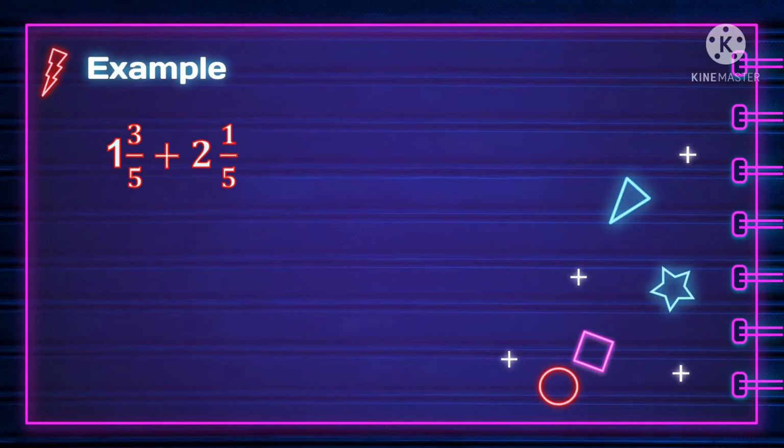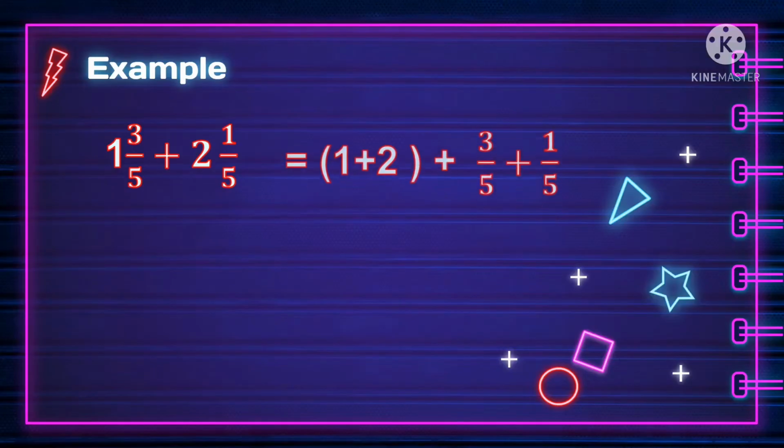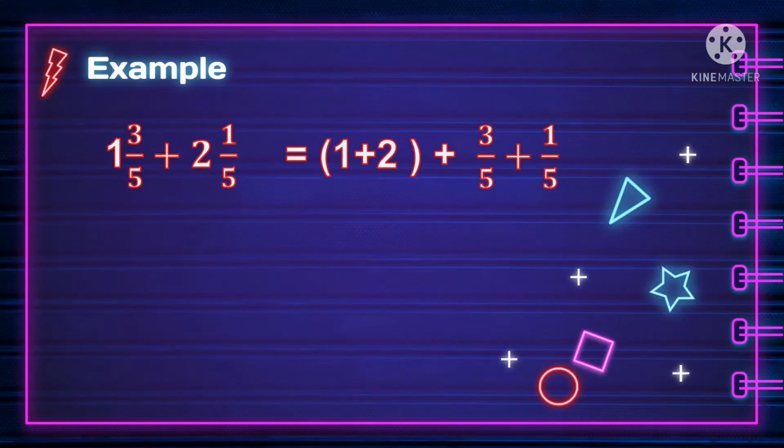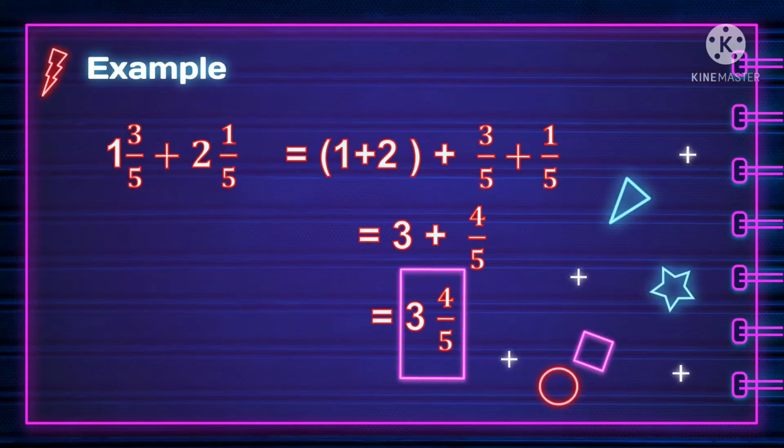So for example, we have 1 3/5 plus 2 1/5. So we have to add first the whole part, yung buo dyan, yung 1 and 2, yung whole number. So we have 1 plus 2, then i-add natin yung fractional part, so 3/5 plus 1/5. Since they are similar fractions naman, we can now proceed on the rule. So 1 plus 2 is 3, then 3 plus 1 is 4, and copy the same denominator. So 3 plus 4/5, so the answer is 3 and 4/5. So that is how we add similar mixed fractions.